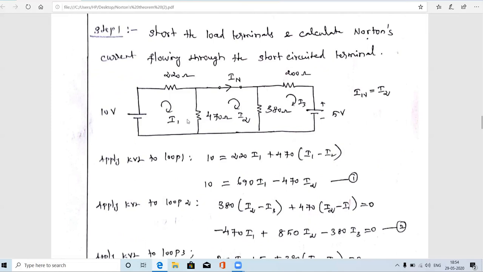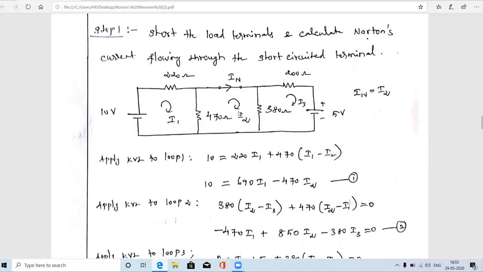Now we are going to use the familiar method, called mesh analysis. There are three loops here: mesh 1, mesh 2 and mesh 3. We mark the current in the first mesh as I1, in the second mesh as I2, and in the third mesh as I3. Our aim is to find the Norton's current, which is nothing but the current flowing in the second loop. So among these three, we only have to calculate the current I2. That I2 is the Norton's current.